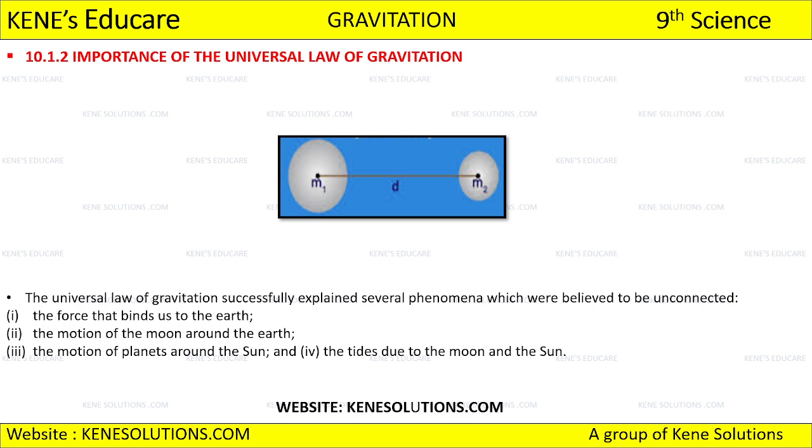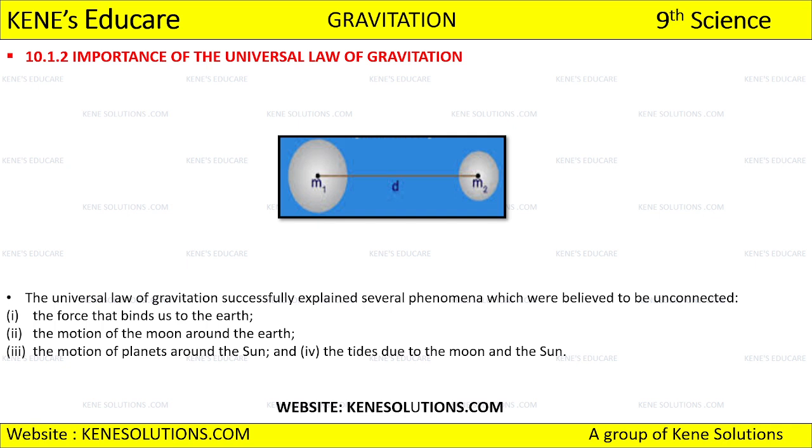So they came to know that the force that binds us to the earth is the gravitational force. So the universal law of gravitation plays a role over here, because that is the force which is keeping us bound to the earth, right? Then the second phenomenon that people used to feel was unconnected, that they did not have information about, was that the gravitational force is also helping the motion of the moon around the earth. So the motion of the moon around the earth is possible again because of the gravitational force. So this was also clearly explained under this universal law of gravitation.